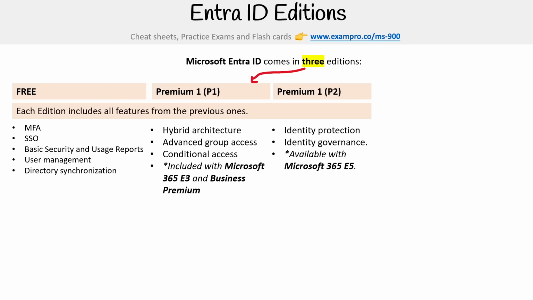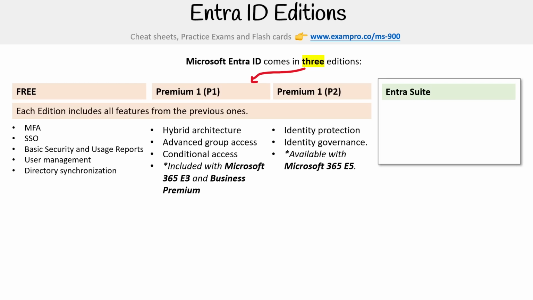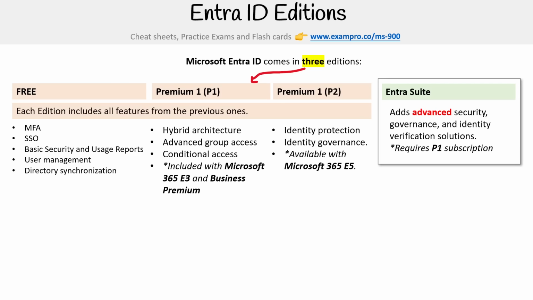And then there's the quote-unquote 4th edition, which we call the Entra Suite. And this adds advanced security, governance, and identity verification solutions and requires a P1 subscription. Again, I don't consider this an addition and more of a bundle of add-ons because there are very specific things that you can add on that you can utilize. I'm just trying to think of the product names. So things like Entra ID Governance or Entra Private Access or Entra Verified ID. These became so common that people wanted all of them at a bundled cost, and so that's what it is.